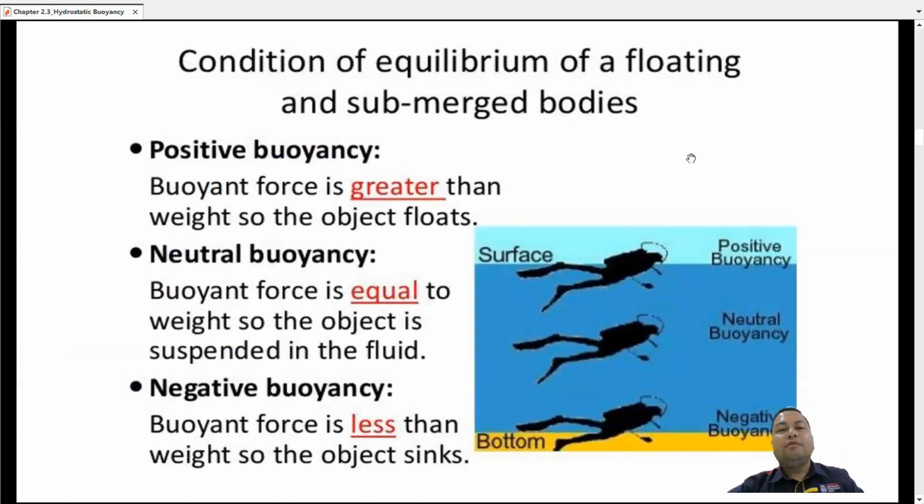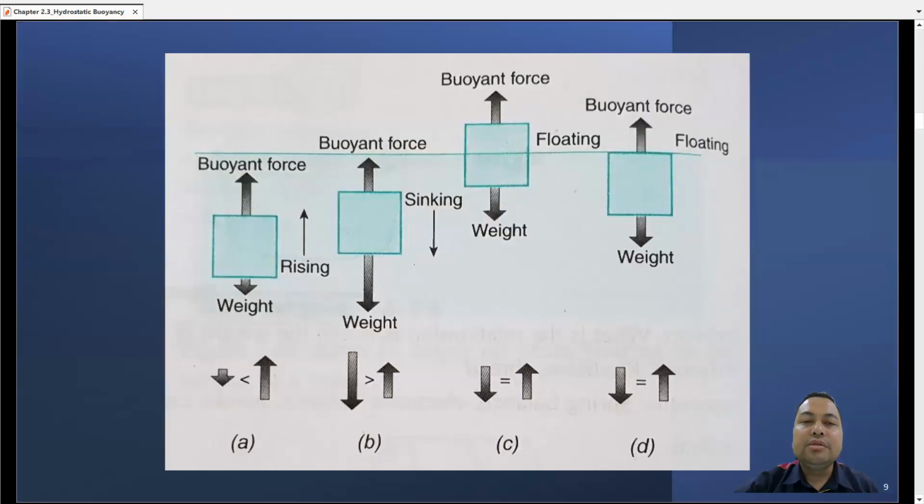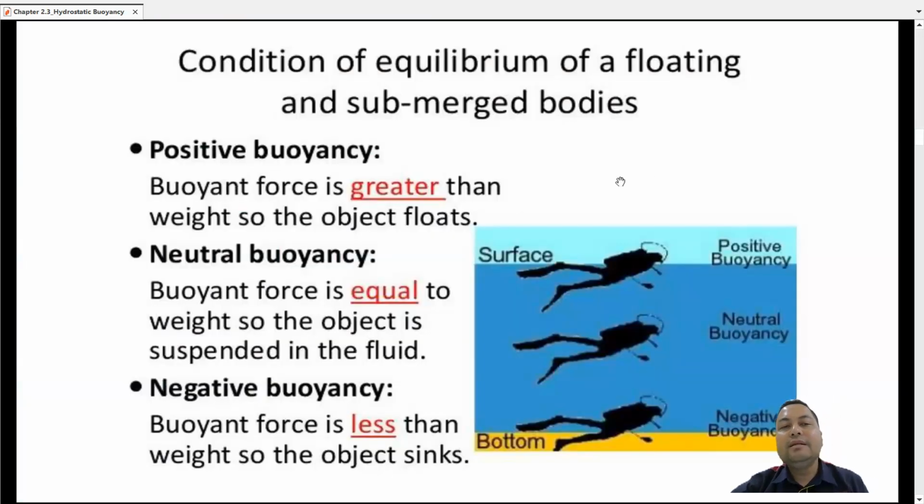Conditions of equilibrium of floating and submerged bodies. We have three: the positive buoyancy, where the buoyant force is greater than the weight, so the object will float. Secondly, the neutral buoyancy, where the buoyant force is equal to the weight, so the object is suspended in the liquid. And the negative buoyancy, where the buoyant force is less than the weight, so the object will sink to the bottom.